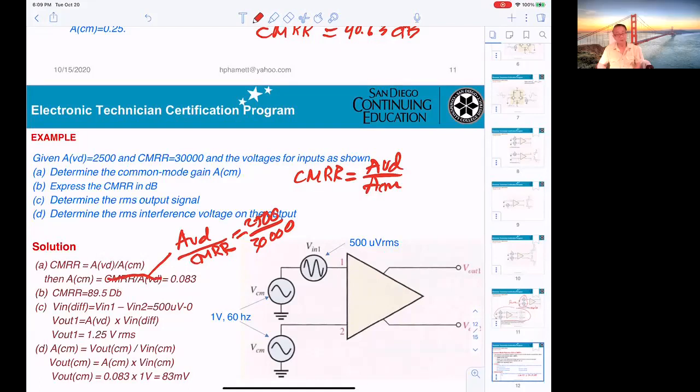The only thing I want to make sure you understand is the purpose of the differential amplifier. They try to cancel out any noise at the input, okay, in order to display the output. That is the purpose. Any question on this problem?